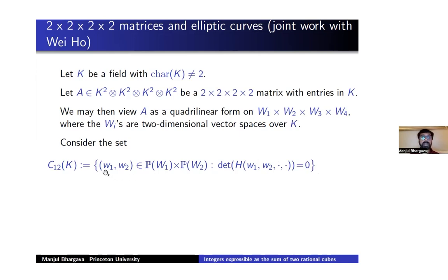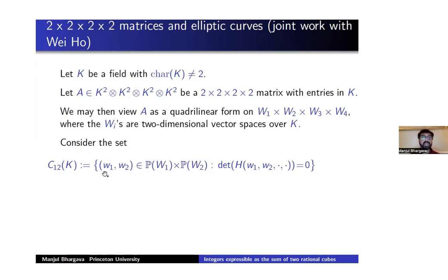And so we'll look at all pairs w1, w2 in the product of the first two vector spaces, such that when you plug them in, the determinant is zero. You get a degenerate matrix. Okay, so that's a set, and it clearly doesn't matter if you scale w1 or w2 for this condition. So it's actually in P of W1 cross P of W2. So these are like two P1s.